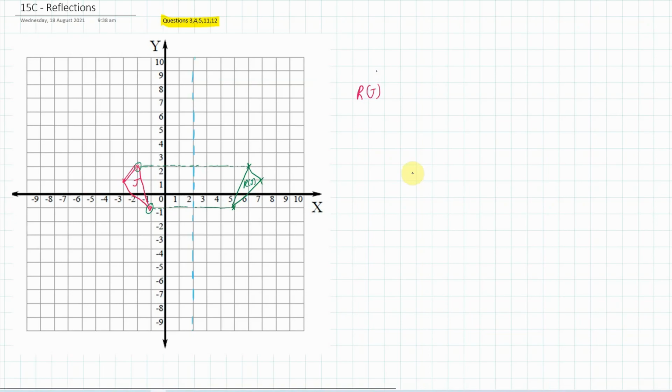Okay. Now, the last point that they get you to do is R2J. Now, R2J means you apply the reflection twice. So, the first time, you can see that it takes us over to here. But if we apply the same reflection again, then it will take us back to this one again. So, R2J is equal to actually J. So, it's the pink. It'll be equal to that pink triangle. Okay, so that's that one done. Let's move on.